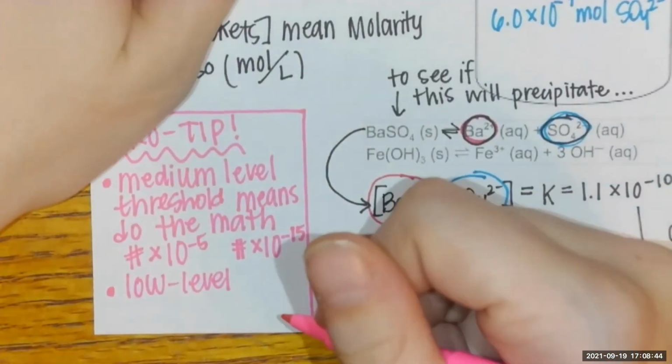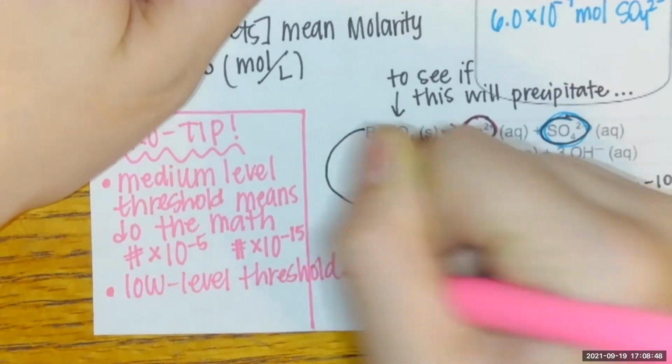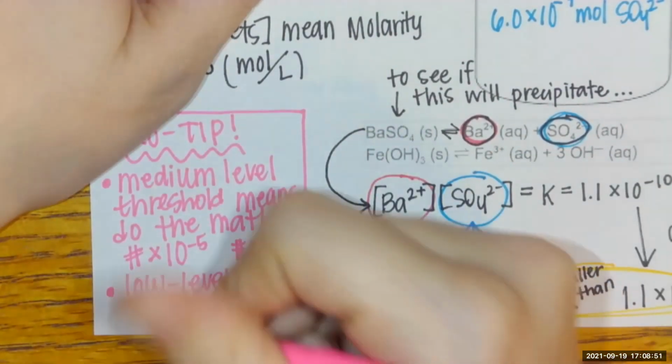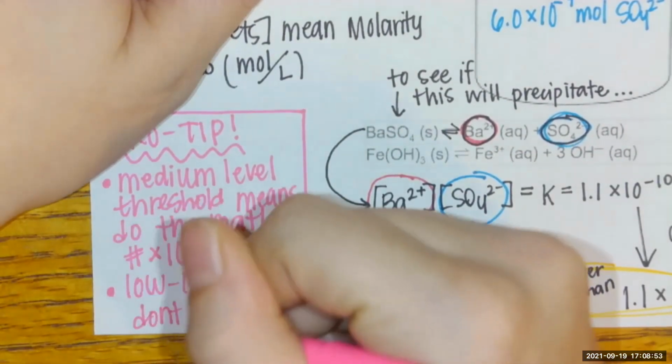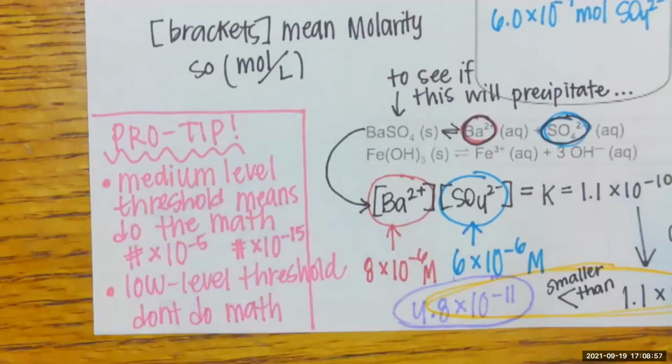So for low level threshold, don't do the math. Just assume that the threshold is going to be crossed since it's so tiny, and move on with your life.